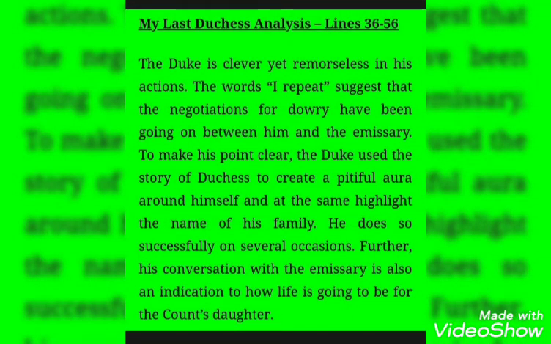The Duke is clever yet remorseless in his actions. The words "I repeat" suggest that the negotiations for dowry have been going on between him and the Emissary. To make his point clear, the Duke used the story of the Duchess to create a pitiful aura around himself and at the same time highlight the name of his family. He does so successfully on several occasions. Further, his conversation with the Emissary is also an indication about the Count's daughter's future life.